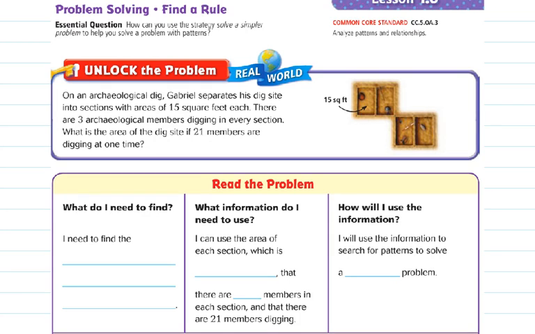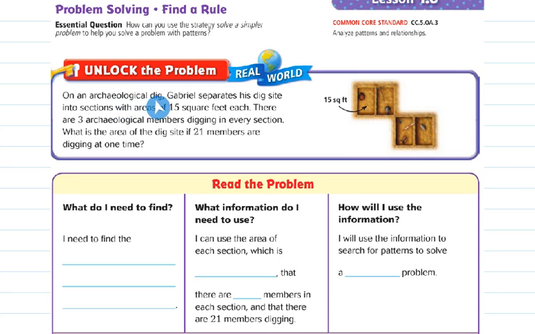Students, in lesson 9.6, problem solving, we are going to be finding a rule, and our essential question for this lesson is, how can you use this strategy solve a simpler problem to help you solve a problem with a pattern? So we're going to start with the unlock the problem, real world.